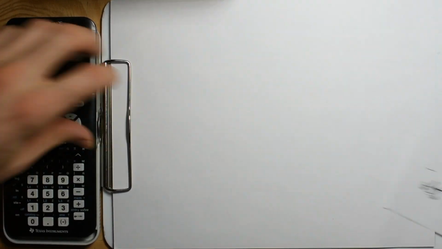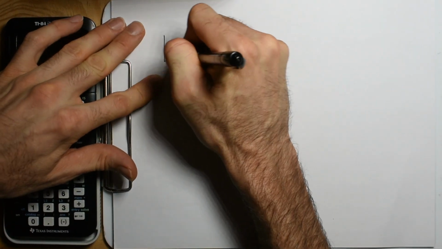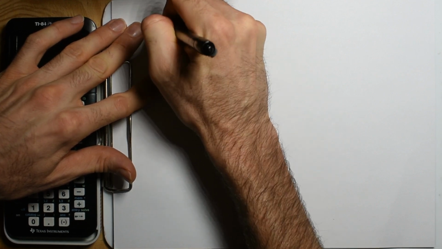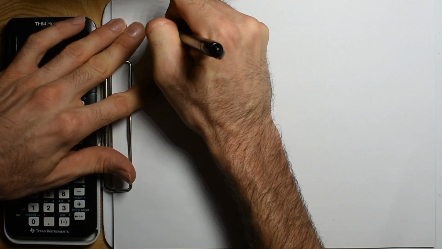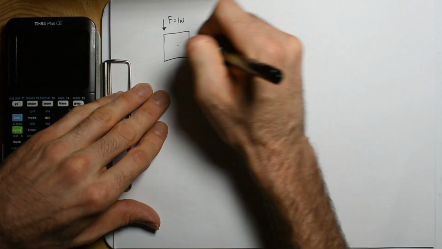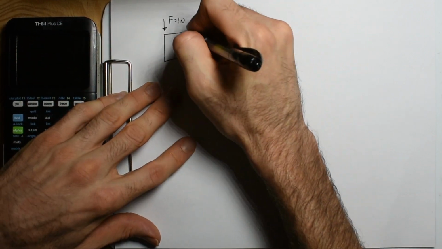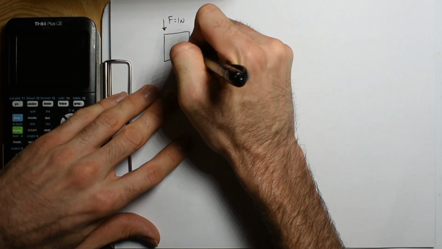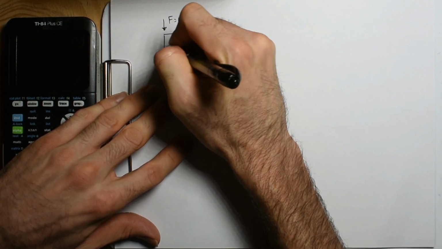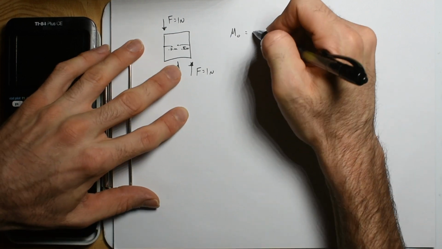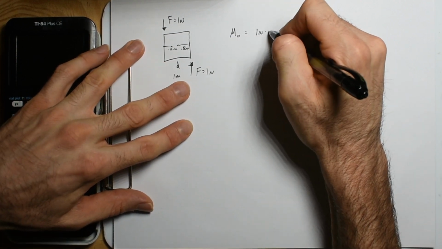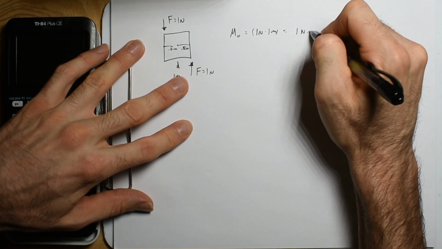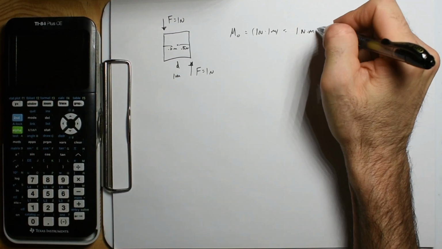So let's grab another sheet of paper. We're going to draw our square. We have a force of 1 Newton that way, a force of 1 Newton that way. So we have a moment about the origin, and this distance is going to be 1 meter, and this is 0.5 meters, 0.5 meters. So we have a torque of 1 Newton times 1 meter, that couple, and that's going to be a moment of 1 Newton meter, and now we want to analyze this.